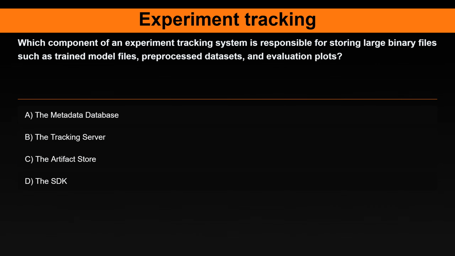Question 24. Which component of an experiment tracking system is responsible for storing large binary files, such as trained model files, pre-processed datasets, and evaluation plots? Option A, the metadata database. Option B, the tracking server. Option C, the artifact store. Option D, the SDK.